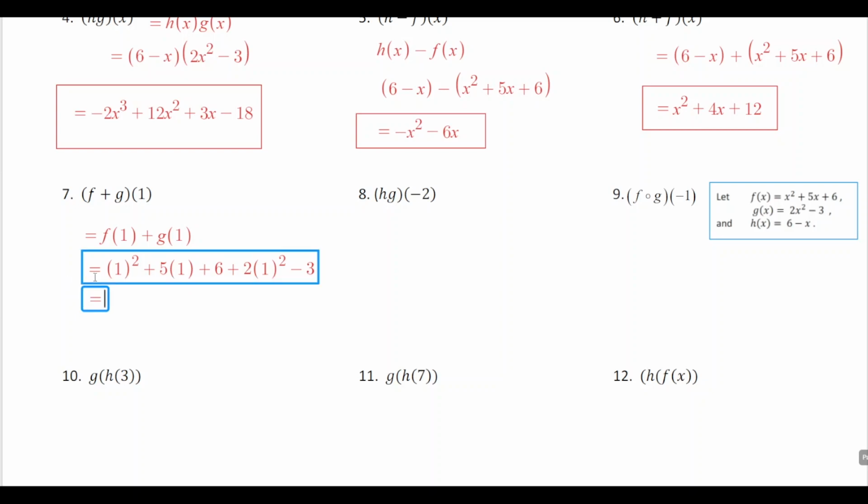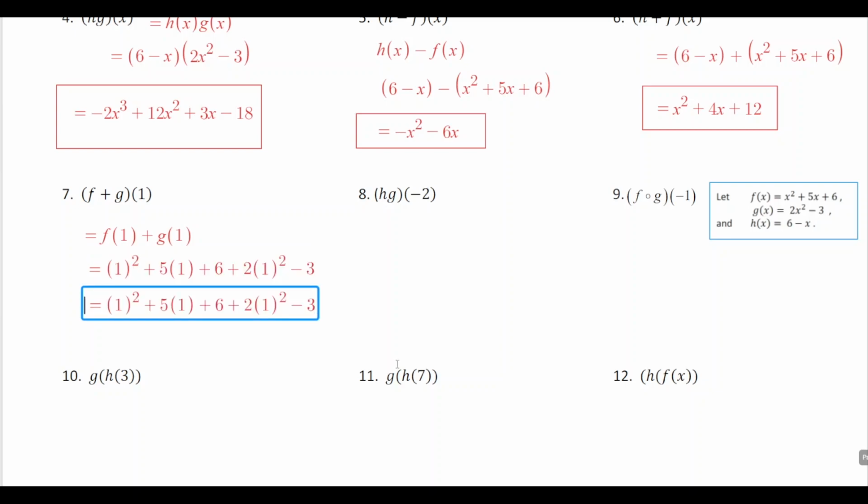So what do we have here? 1 squared is 1, 5 times 1 is 5, that's 6, 2 times 1 is 2, and then we got a minus 3 at the end. So we get 6 plus 6, that would be 12, 12 plus 2 would be 14, and then minus 3 would be 11.